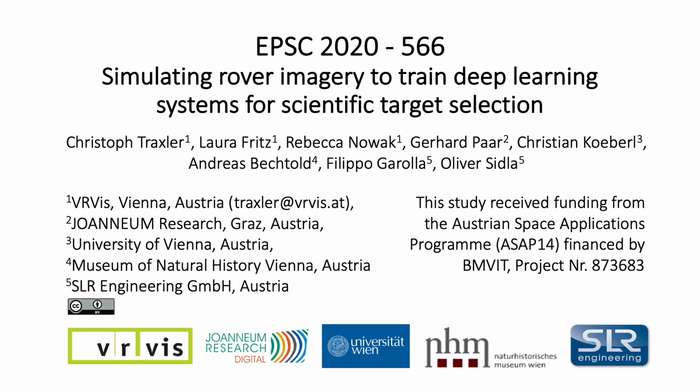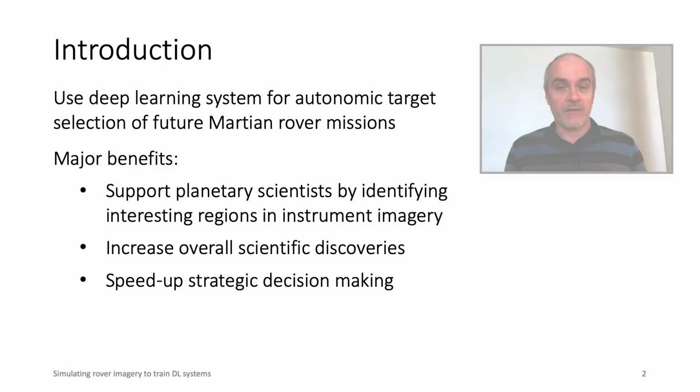The goal is to investigate the feasibility of deep learning for autonomous target selection for future rover missions. The full scope of this project is described in Abstract 189 and presented by my colleague Gerhard Paar. The success of deep learning for object and pattern recognition is remarkable. This suggests applying it for autonomous target selection of future Martian rover missions.